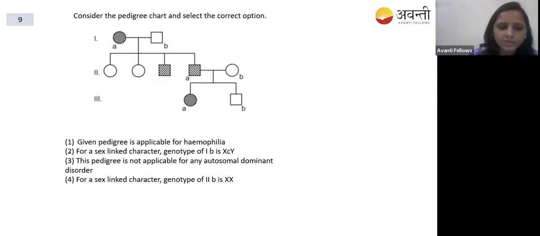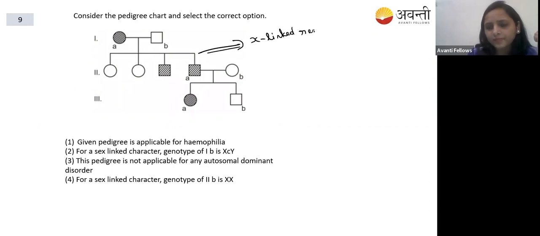In option 1, they are telling that this pedigree is applicable to hemophilia, right? Yes, it will be applicable to hemophilia. By observing this you can see that the maximum affected are the males. When the maximum affected are male, we can see that it is an X-linked recessive disorder, right? Yes. So it is an X-linked recessive disorder, right?